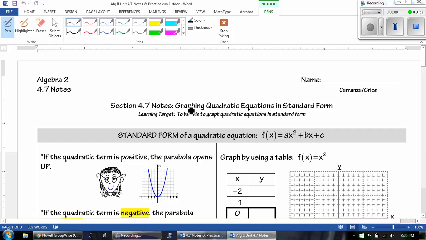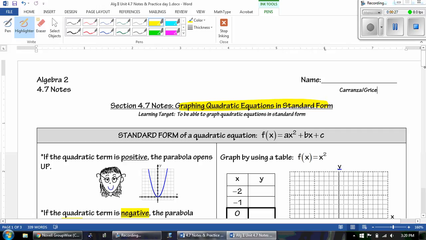Today we're going to be talking about graphing quadratic equations in standard form. Our learning target today is to be able to graph quadratic equations in standard form. So let's go ahead and take a look at what standard form is.